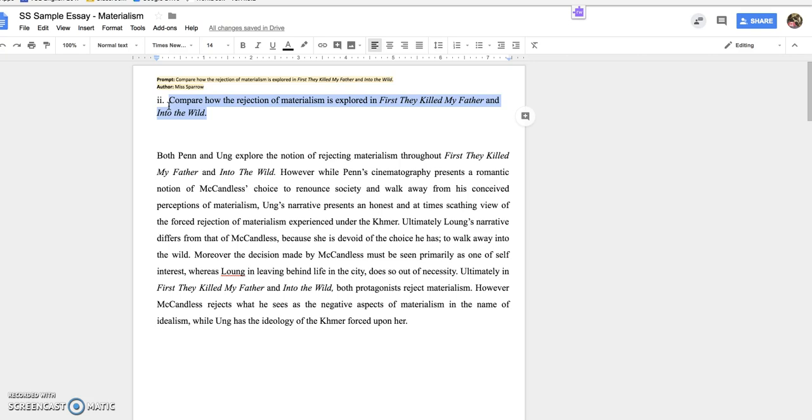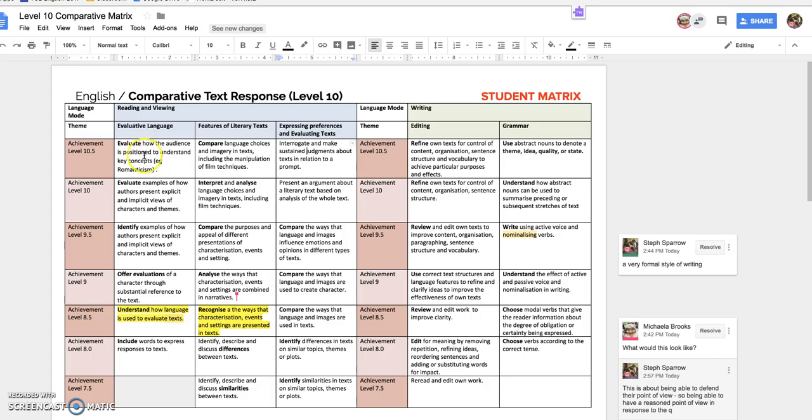Now, this is probably sitting at, well, I would hope it would be sitting up here around a 10.5. I'm going to argue that it is. Feel free to disagree with me. Just be ready to prove your point. But what I want to show you is, what have I done? What has this essay done? And what will your essay do if it's going to be up here in this 10.5 level?